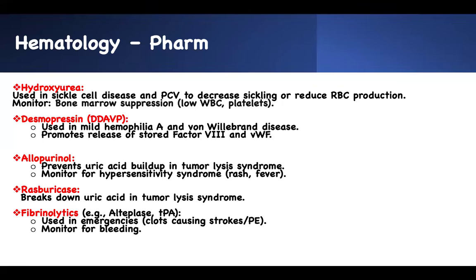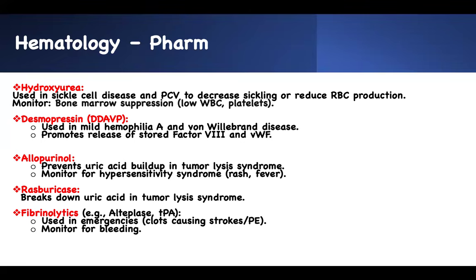Desmopressin is used in hemophilia, and it increases your factor 8 level and von Willebrand factor. So when you see a question about a patient with von Willebrand disease or hemophilia A, you can give them desmopressin, DDAVP, right? Desmopressin will increase your factor 8 level. It can act like an ADH, but in this situation, we're talking about increasing your factor 8 and von Willebrand. You know allopurinol, right?